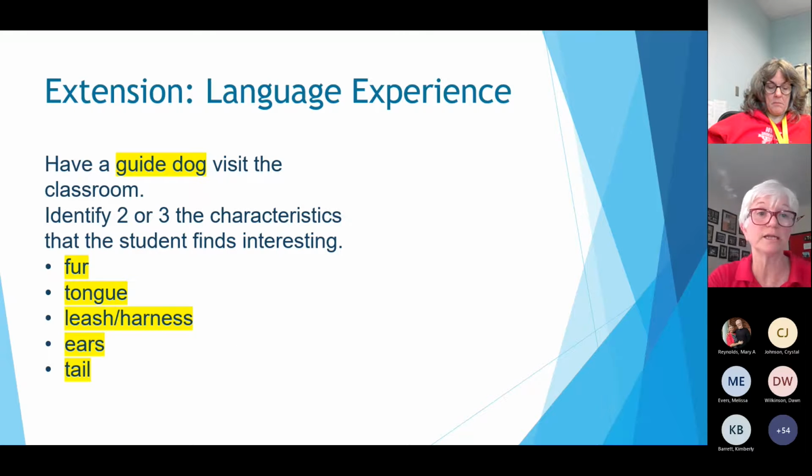And you could extend this to a language experience, which, like I said, is one of my favorite things to do. So you'd have a guide dog visit the classroom and identify two or three characteristics that the student finds interesting. Maybe they notice the fur, or maybe they get licked and they notice the tongue, or the leash and the harness, the ears or the tail, whatever the student seems interested in.